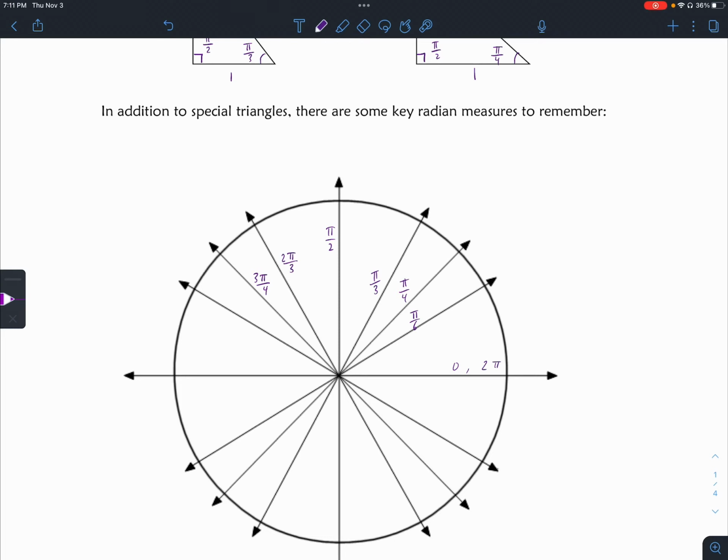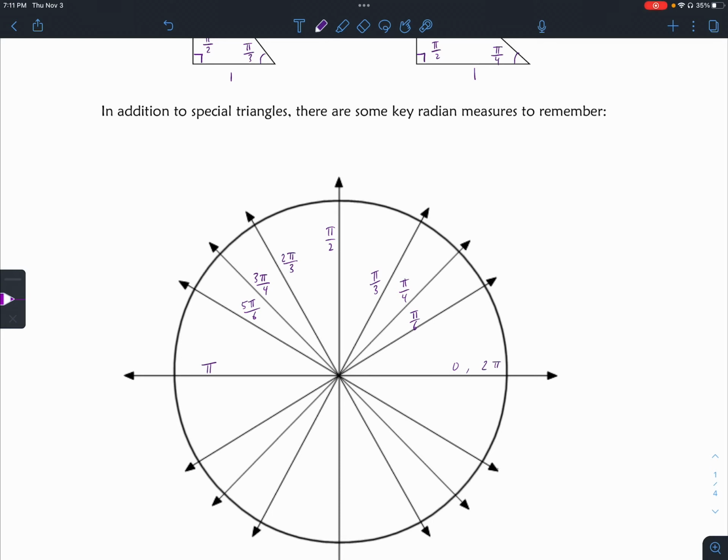So 2 pi over 3, that's 120 degrees. 3 pi over 4 is 135 degrees. And then we have 150, so that would be 5 pi over 6. And then here we have pi.